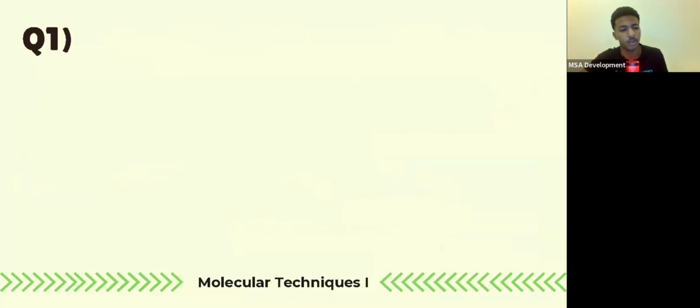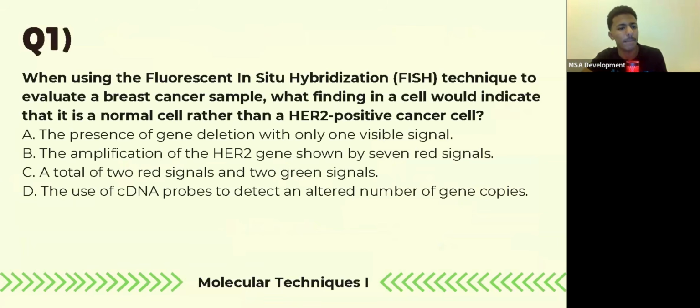Now, for molecular techniques, I think we have one question only. When using the FISH technique to evaluate a breast cancer sample, what finding in a cell would indicate that it is a normal cell rather than a HER2 positive breast cancer cell? Okay, 3, 2, 1. The answer is going to be C.